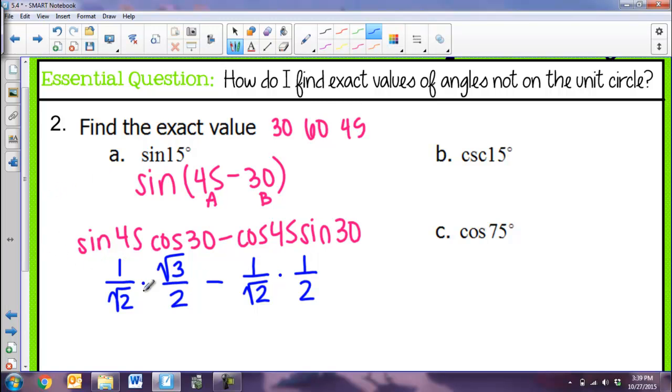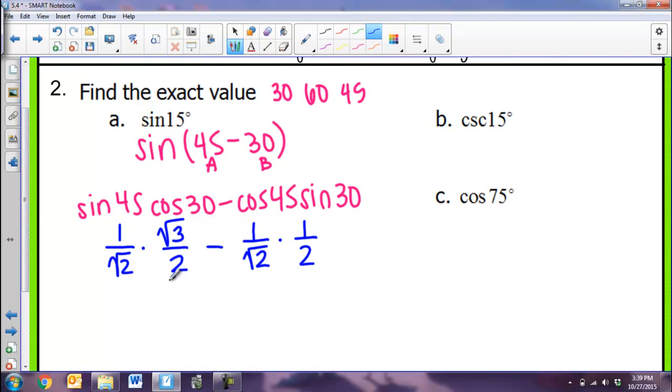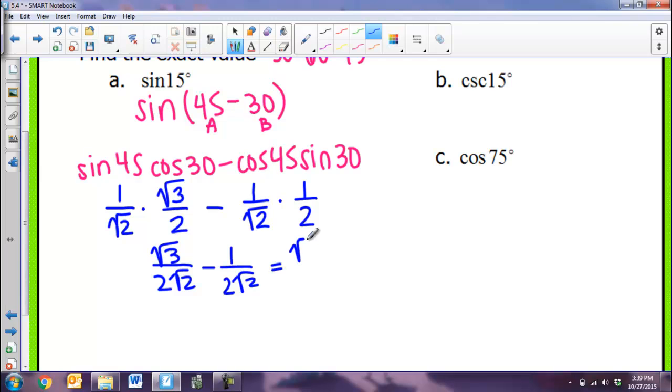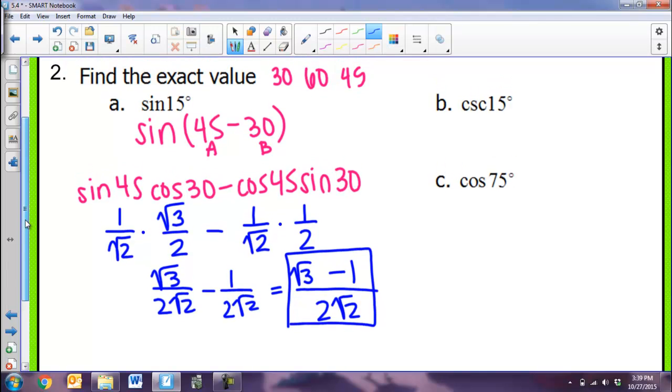Now I can simplify this, so I would multiply straight across. I get root 3 over 2 root 2 minus 1 over 2 root 2. And then I can just write that as one giant fraction. So root 3 minus 1, or negative 1 plus root 3, all over 2 root 2. Okay, and so that's how you'd find a regular trig value using that.